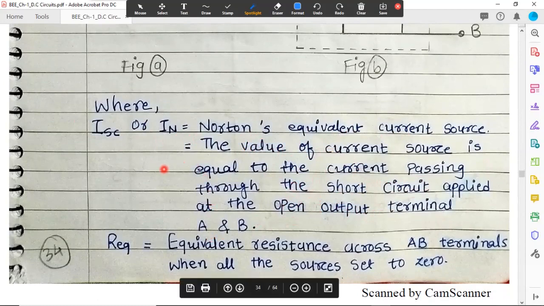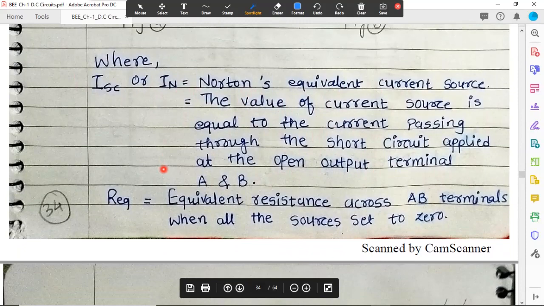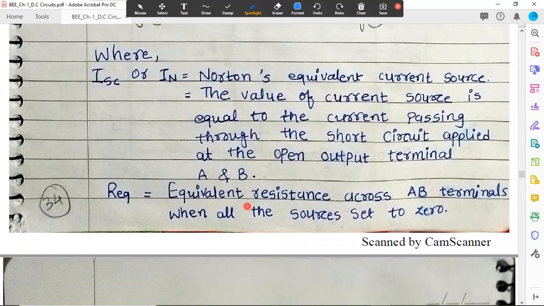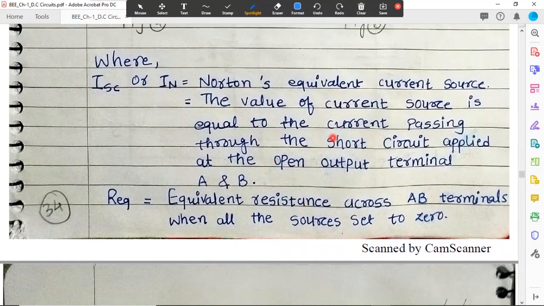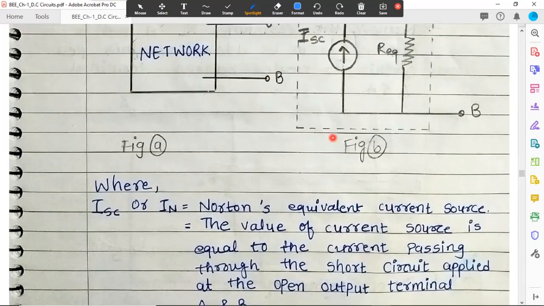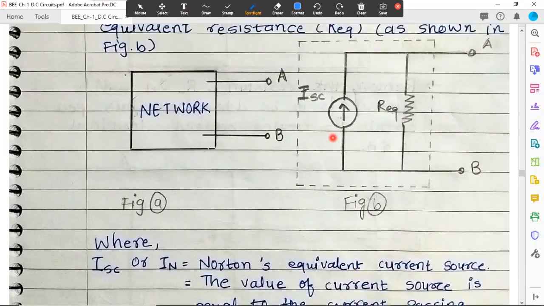Same way, R equivalent is the resistance across AB terminals when all the sources are set to 0. I repeat that in this network we can measure ISC by short circuiting the terminal AB and finding the current. Same way, equivalent resistance is measured by considering all sources reduced to 0 in this network. We will see the example.